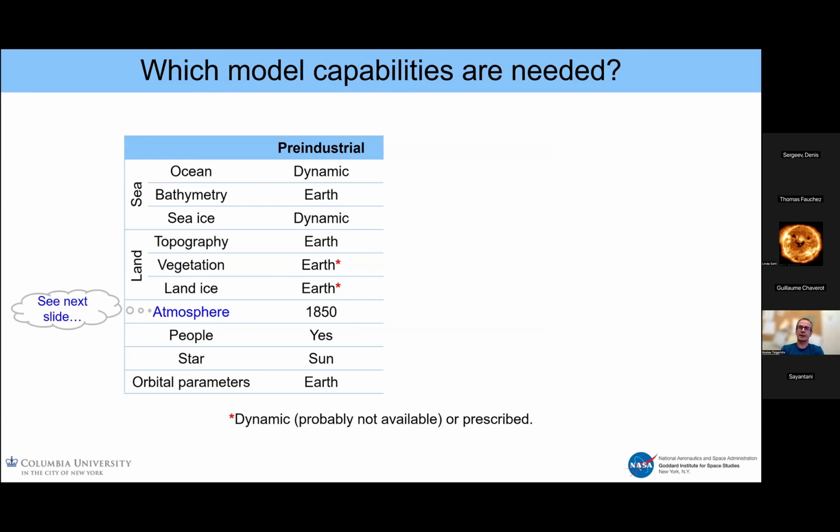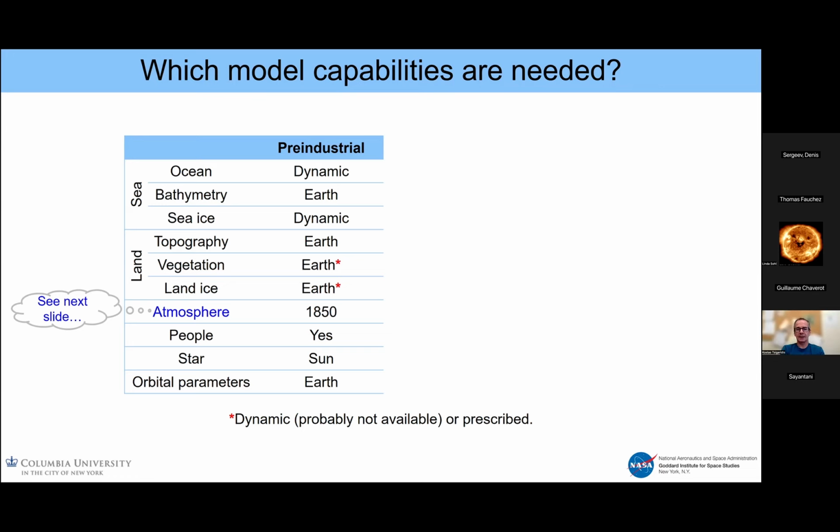So in terms of capabilities, if you want to be really as close to perfect as possible, you would need to simulate the ocean dynamics dynamically. So simulate the sea surface temperatures from the climate system input. You would be using certainly the bathymetry of Earth, because we're talking about the pre-industrial Earth simulation. And you would be also calculating the sea ice. In terms of land, you would be using the topography, vegetation, and land ice of Earth.